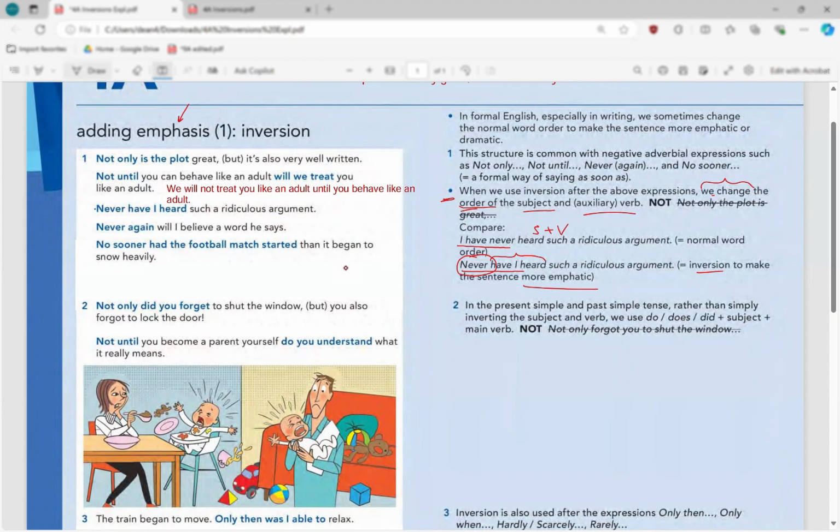So where I'm getting the not until, I'm saying not until, you see, I'm taking it and putting it here. Not until you behave like an adult, and then will we treat. So will is coming here after that. Will we treat you like an adult? All right. I'm just showing it to you to understand the difference between normal and inverted structure.